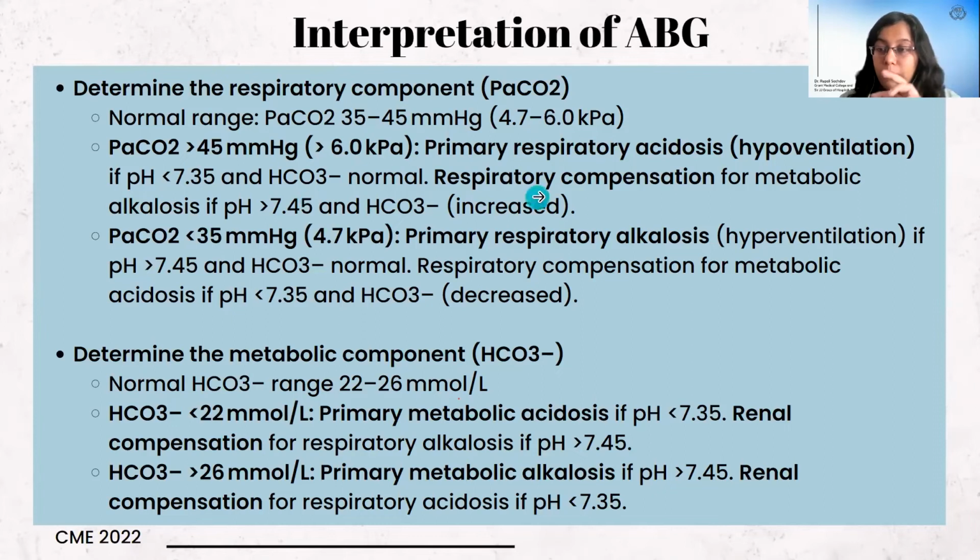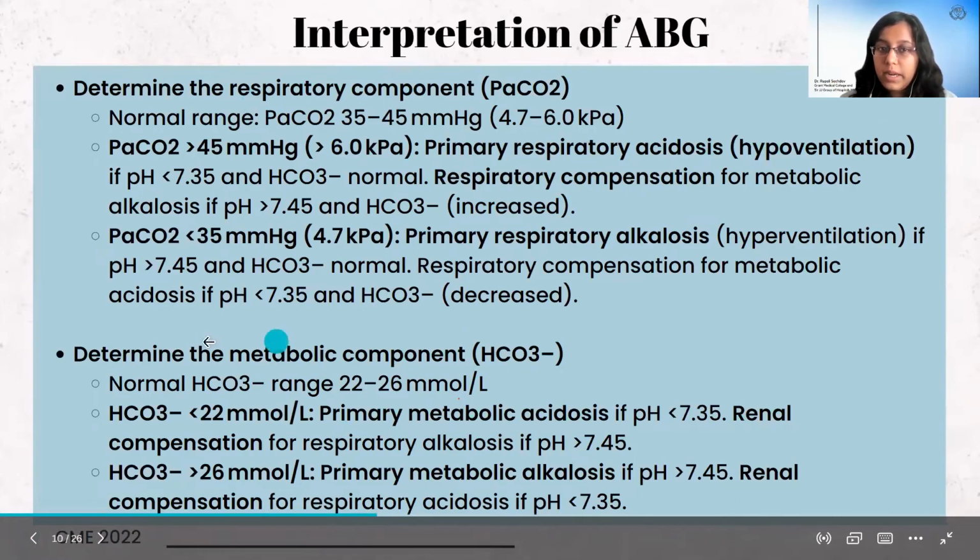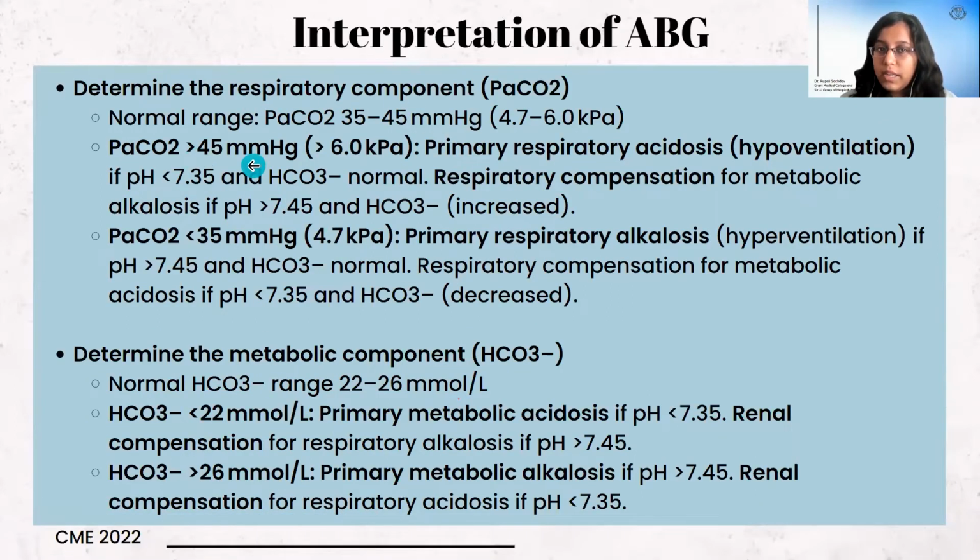There is something called compensation, which I'll explain in further slides, but what you need to know is either it is acidosis or it is respiratory compensation for metabolic alkalosis, right? Now, if your PaCO2 is below 35, that is below 4.7, it is primary respiratory alkalosis. We had decided acidosis, alkalosis. Now we're deciding if it's respiratory or metabolic. If it is above 45, PaCO2, respiratory acidosis, below 35, respiratory alkalosis, or compensation.